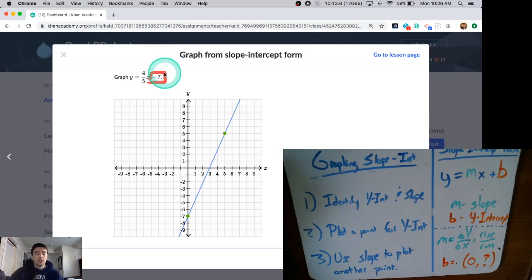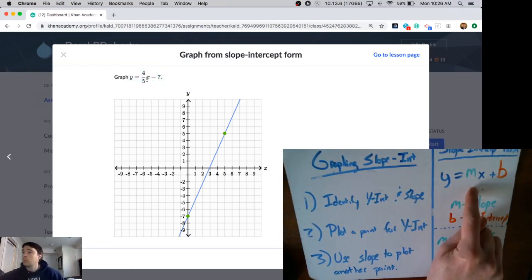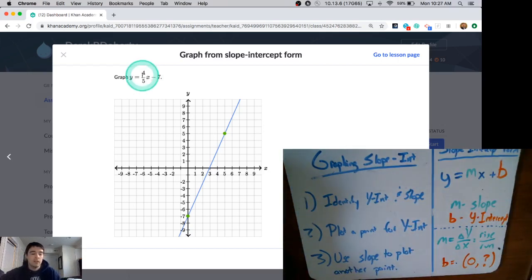Once I've graphed the y-intercept at -7, I also need to go ahead and find my slope. Here I know that slope, if I take a look at the whiteboard, is the coefficient of x, or the m that's multiplied with x. And in our case, our slope here is 4/5. That's the number multiplied with x.